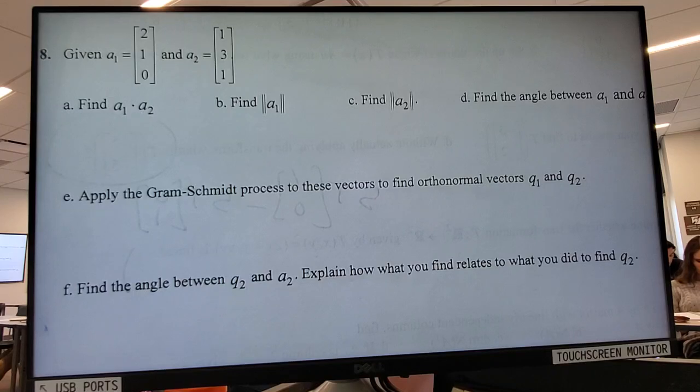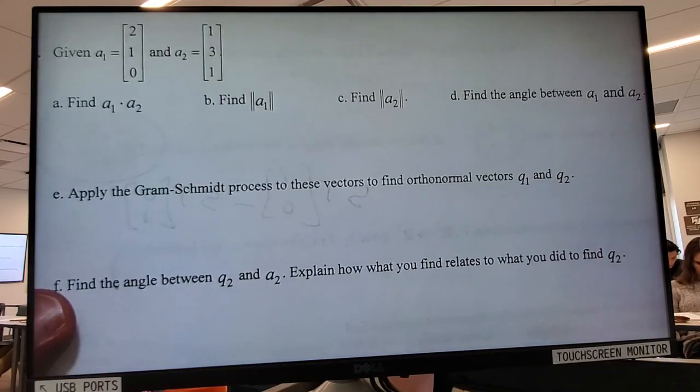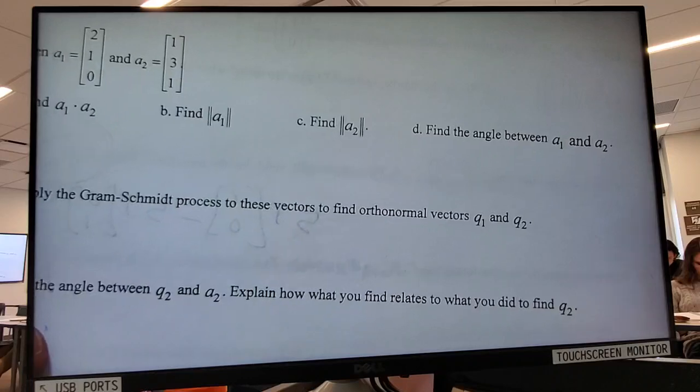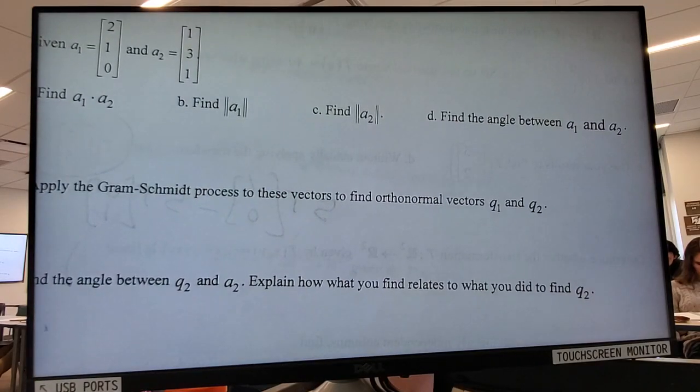But there is a nice connection between the answer you get to part F, find the angle between Q2 and A2, and part D. What you get for part F will connect to part D. Well, you'll see. Did you do it? Yeah. What do they add up to, your angles? Oh. Okay.